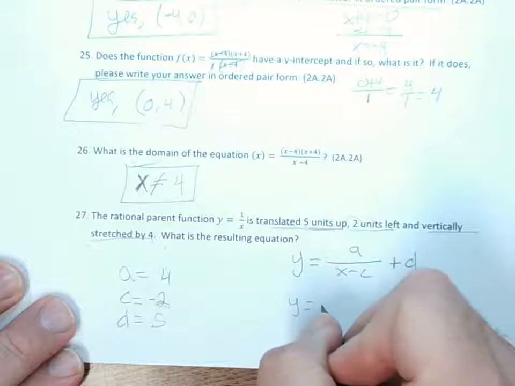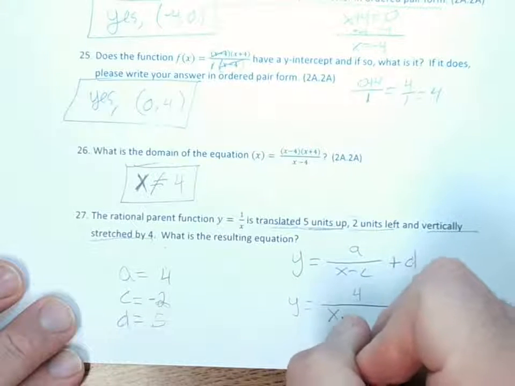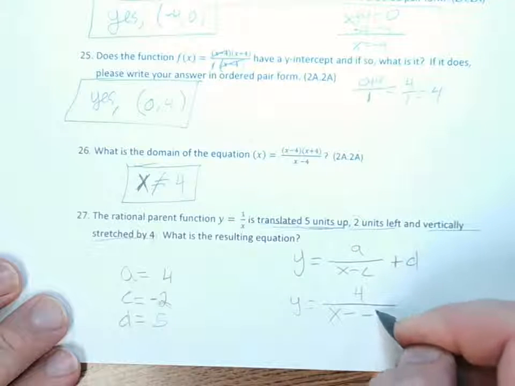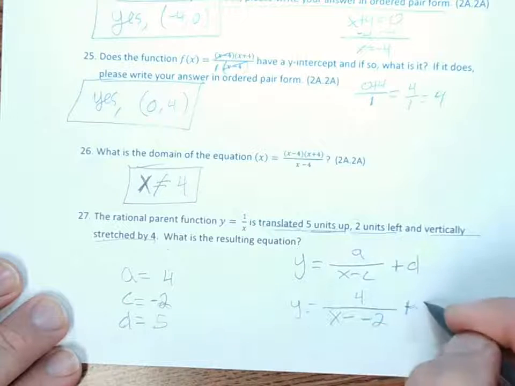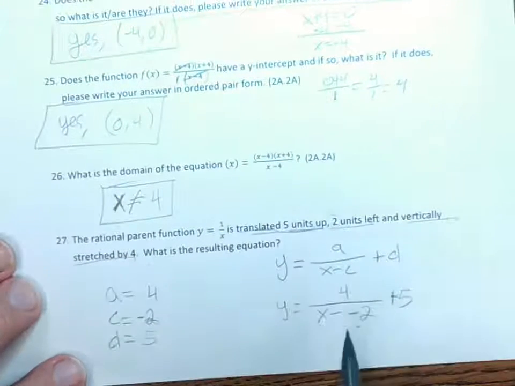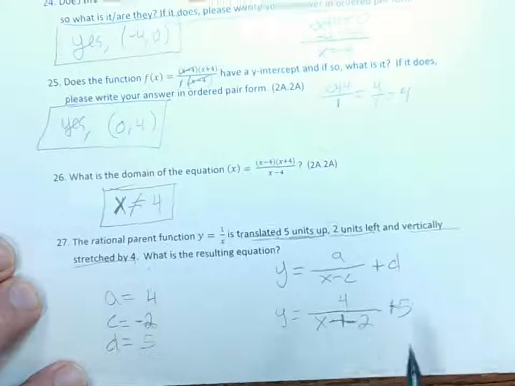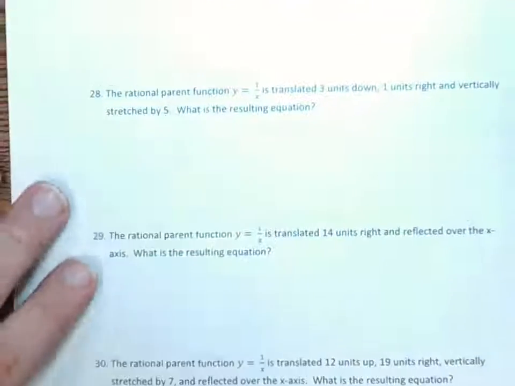So y will equal A, my A value is 4, so I'm going to put 4 on top. And I got x minus c on the bottom. C is negative 2. And then plus d. So plus my d value is 5. And the only thing I would change is right here where I have minus negative. I would make that a plus. Mathematicians tend to not like having 2 symbols like that in a row. So that's 27. 28, 29, and 30 are very similar.